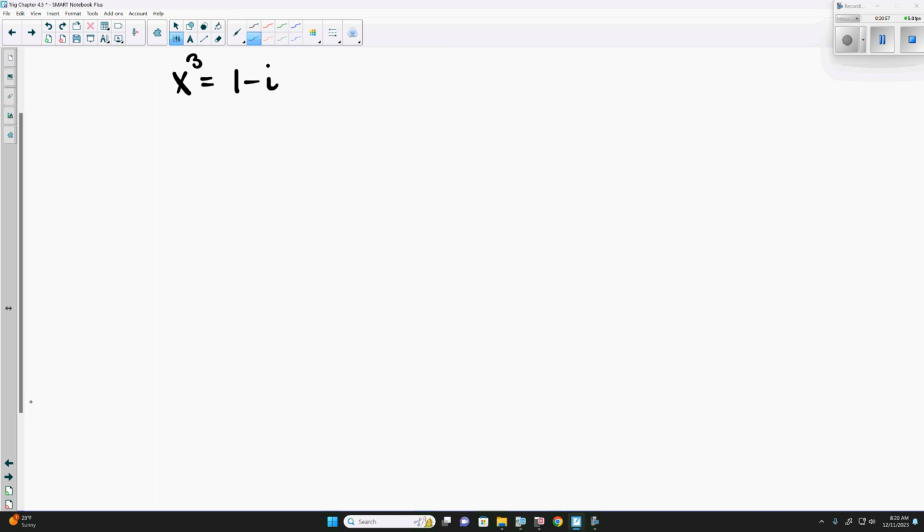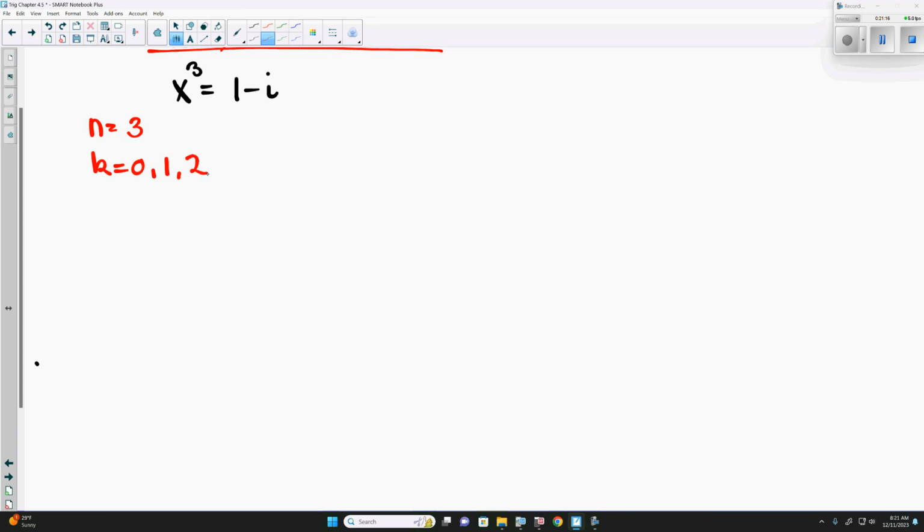And to find the solutions, to find the roots, we're really at this point taking the cubed root. We're wanting to know what the cubed root of 1 minus i is. Now to do that, we're going to use our theorem. n in our case is 3. k is going to be 0, 1, and 2. We still need to find theta and r, because it's not in the form we need.